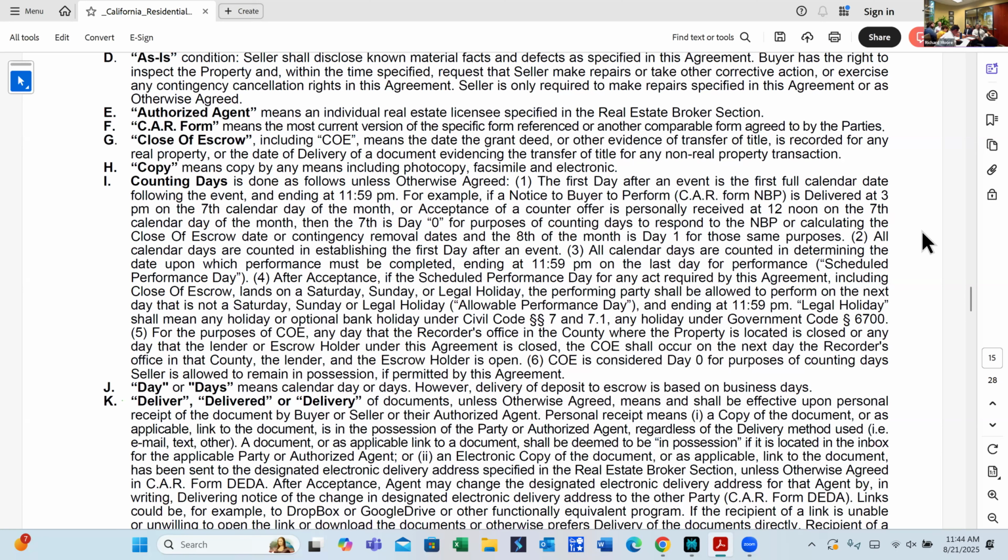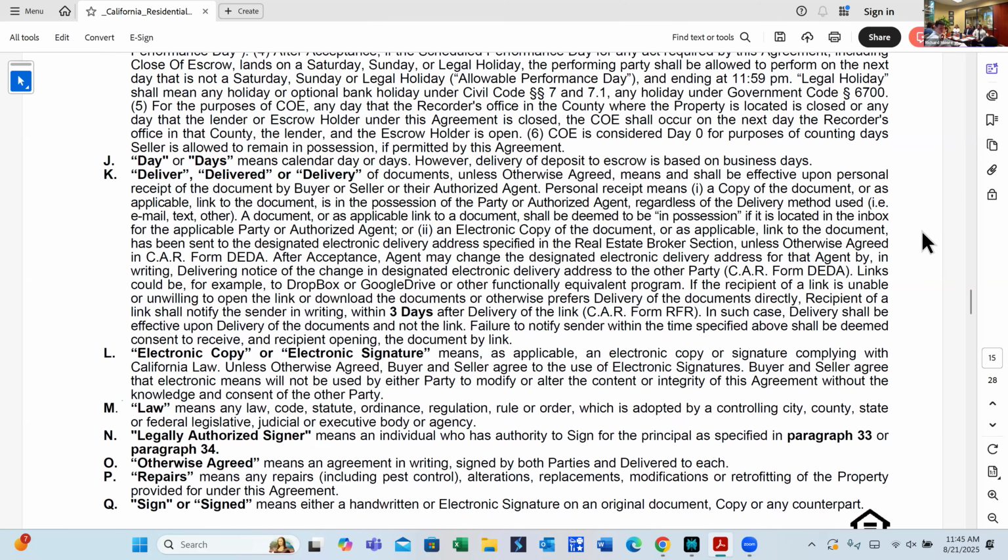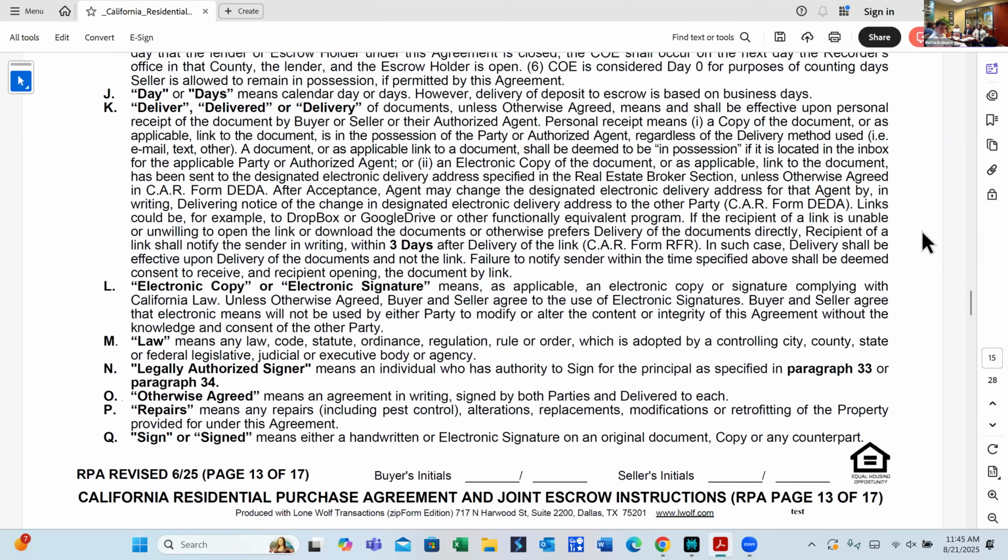If the execution of an event falls on a weekend or a holiday, then the execution of that event falls the following business day. So let's assume we have 17 days to remove our contingencies, and the 17th day falls on Saturday. Well, actually, I have through Monday at 11:59 p.m. to remove my contingencies. Or the close of escrow falls on Saturday, then the close of escrow actually falls to the following business day. So counting those days is very important, right? So that's true for contingencies, the removal of contingencies.